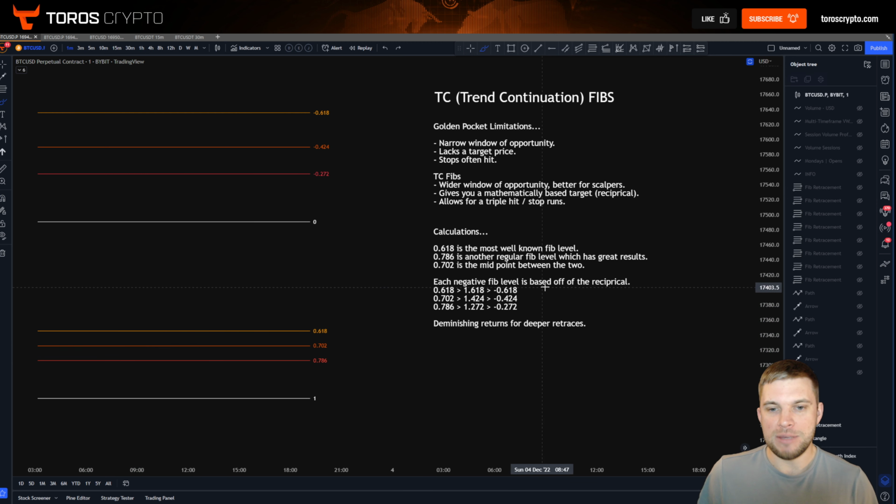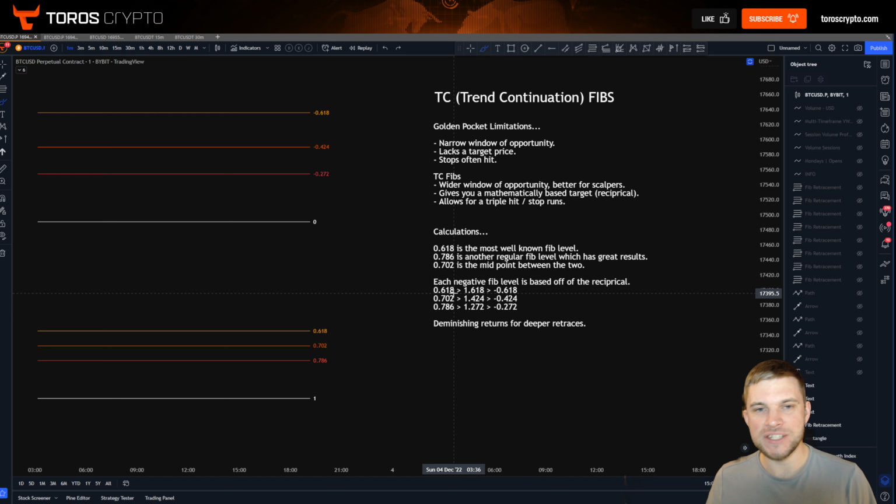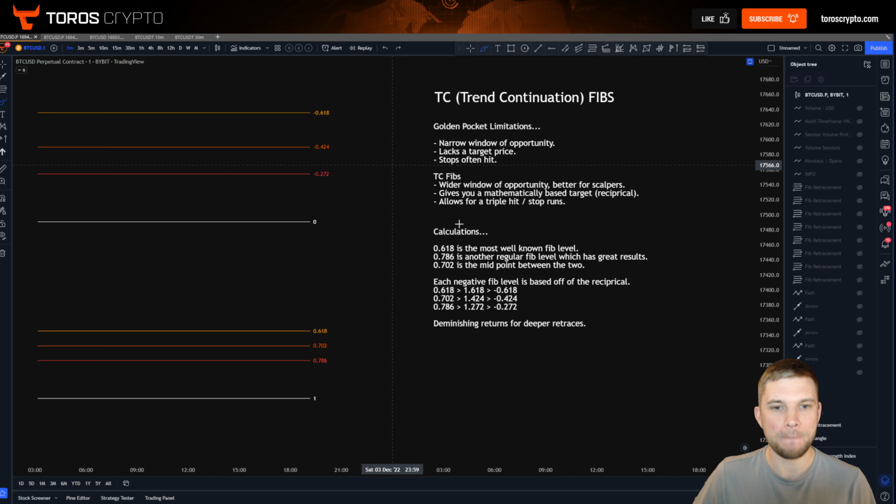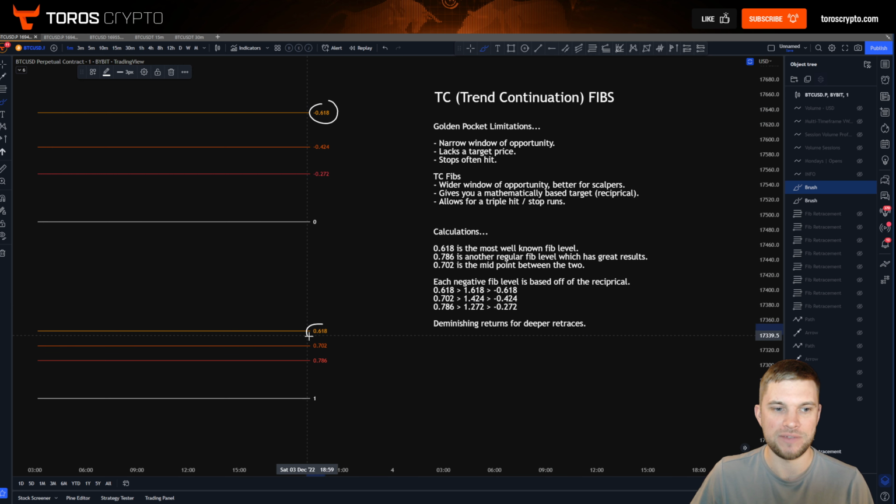Each negative Fib is based off of the reciprocal. This is a mathematical thing. Look it up on Google if you want to. The reciprocal of 0.618 is 1.618. And then to flip that into a negative Fib, you are going into your negative 618. So the reciprocal of this is this. The reciprocal of your 702 is the 1.424, in which case you flip that into a negative and it's your negative 424.